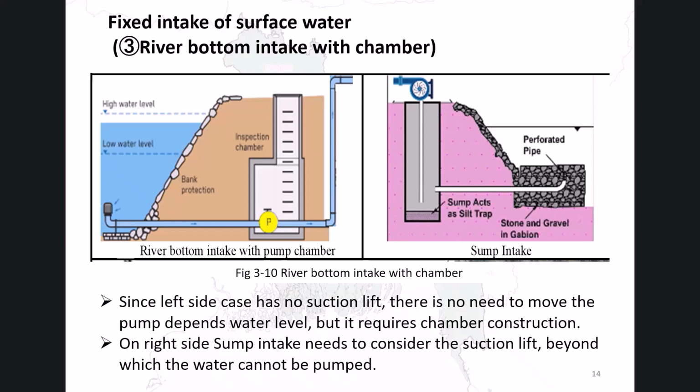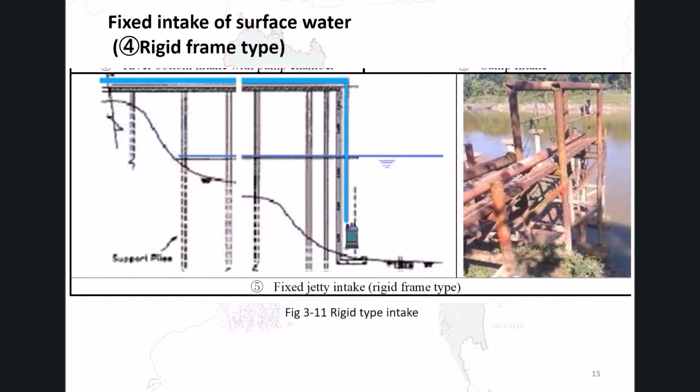The method shown on the right figure, sump intake, works as follows: the raw water is first stored in a sump and then pumped up by the pump installed above. It requires consideration of the suction lift beyond which water cannot be drawn. Rigid frame type has a fixed pier or framework, which is a similar but simpler structure to tower type.